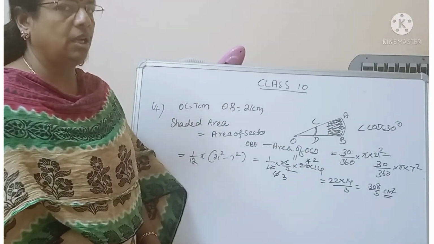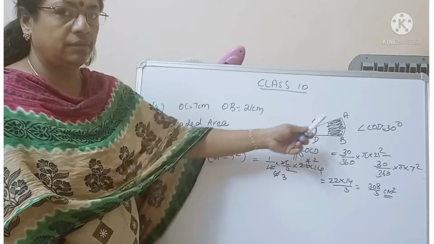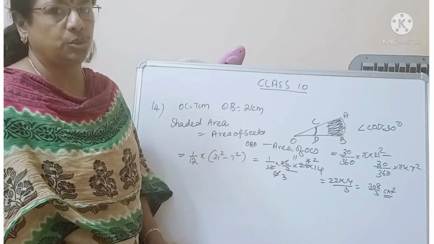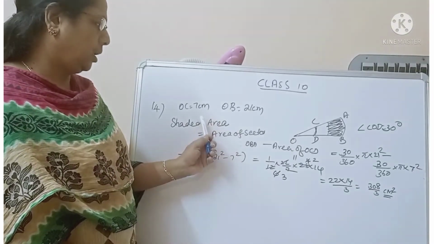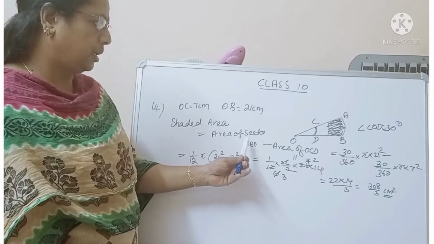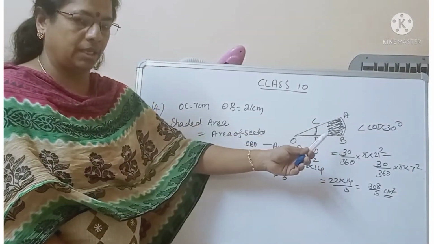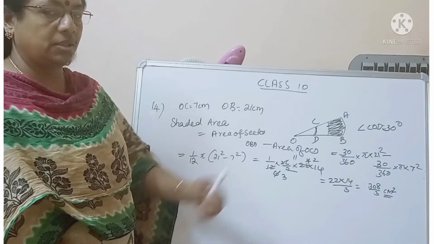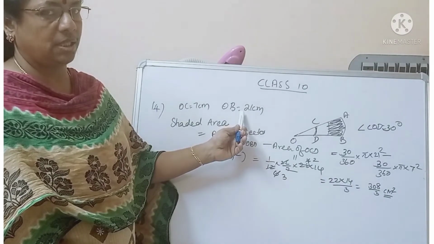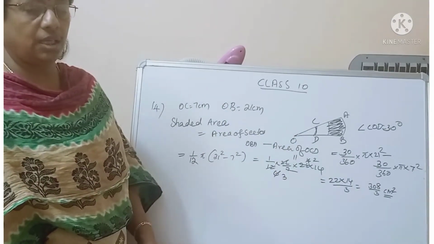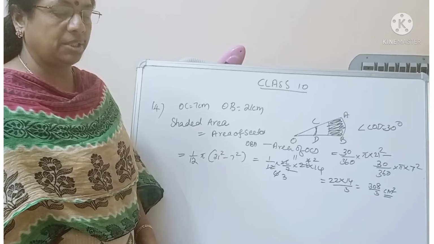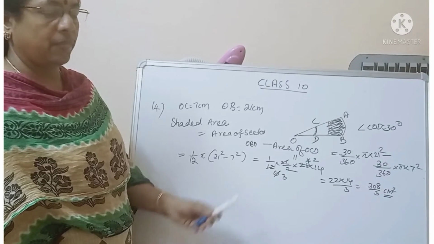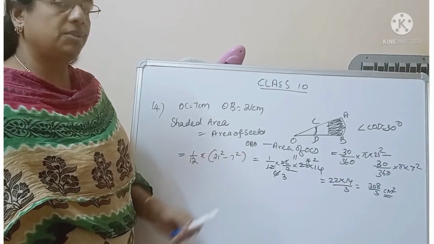How can we find it? For that, we want to find the area of the largest sector and the area of the smallest sector. That means we want to subtract the two areas. So, area of sector OBA minus area of sector OCD. Then, what is the radius of the largest sector? That is OB, given as 21 centimeter, and the radius of the smallest sector OC is given as 7 centimeter. Then we want to subtract the two areas.